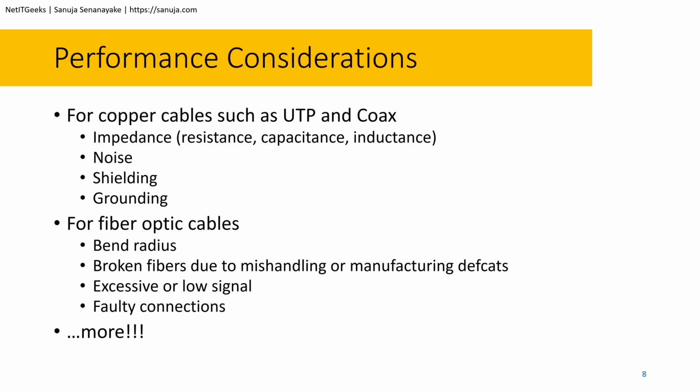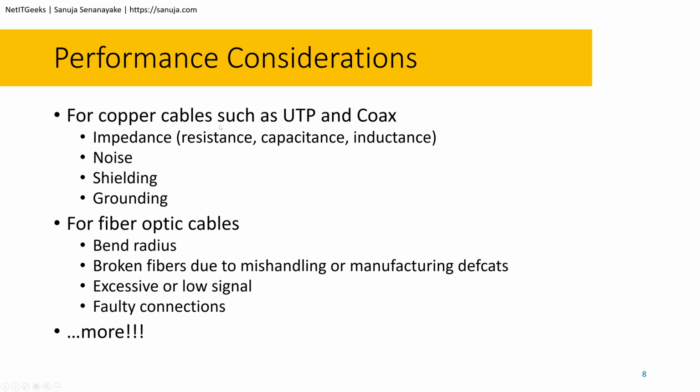So there are a few performance considerations that you need to take into account when you're purchasing wires or when you're recommending wires to your clients. For copper cables such as UTP and coax cables, you need to think about impedance, which is the resistance, capacitance, and inductance. You need to think about noise, shielding, and grounding. I will go into depth on what impedance, noise, shielding, and grounding are.